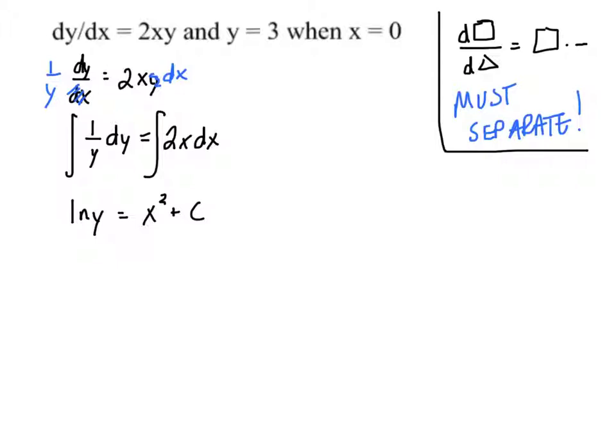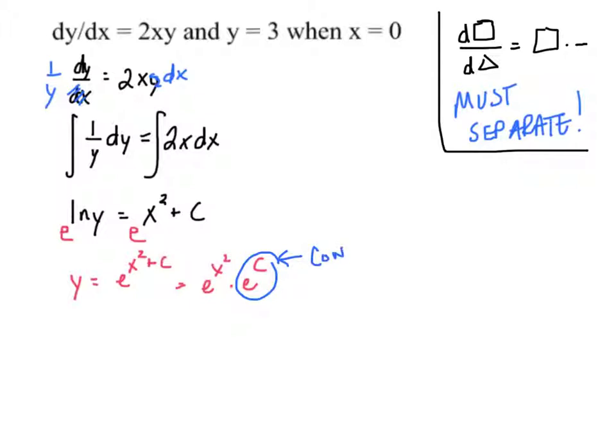So I want to get rid of natural log. I'm going to take e to both sides. So e to the natural log of y is y. e to the x squared plus c I can rewrite as e to the x squared multiplied by e to the c, because when you're adding exponents, that means you are multiplying their bases. And e to the c, e to a constant, this is a constant. So I could even rewrite further as y equals a constant multiplied by e to the x squared.